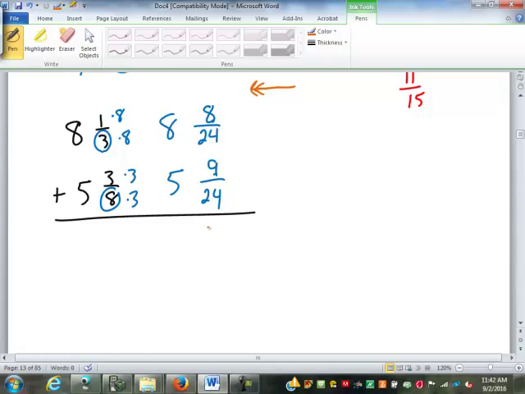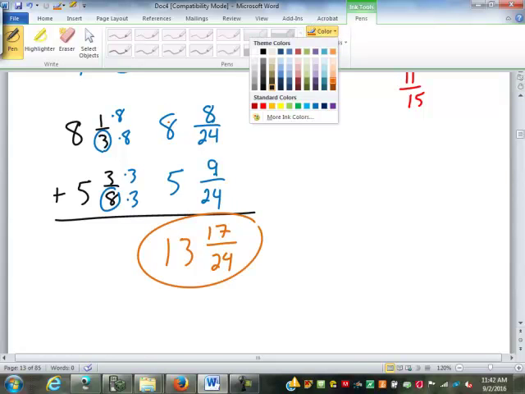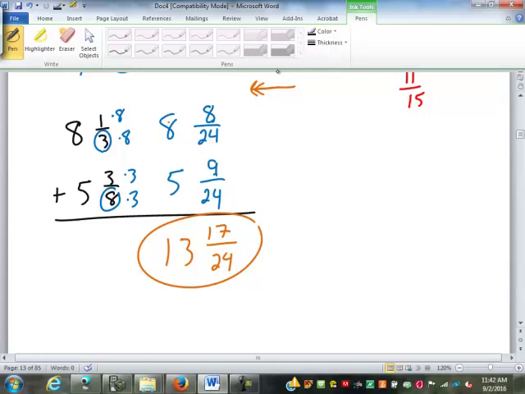Combining the counts, 8 and 9 is 17. Keeping the same name, 24. We move over. 8 plus 5 is 13, so 3, carry the 1. And there it is. If it can be reduced, reduce it, yeah.